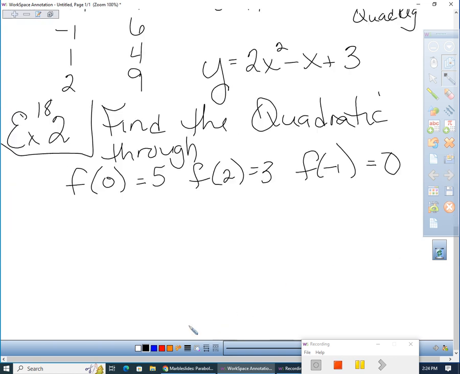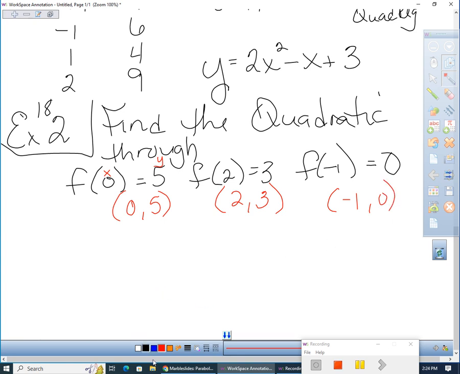So let me talk about what this means. If you look at this notation, F of 0 is really F of, this is usually our x value, right? And this whole thing is equal to 5, which means 5 is actually your y value. So really you already have these points. This is 0, 5. This point is 2, 3. And this point is negative 1, 0.